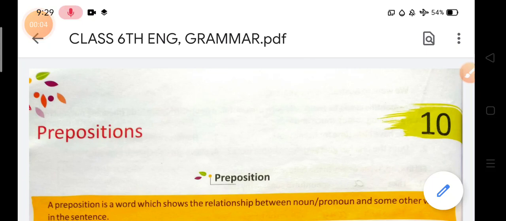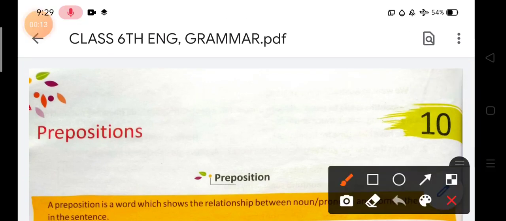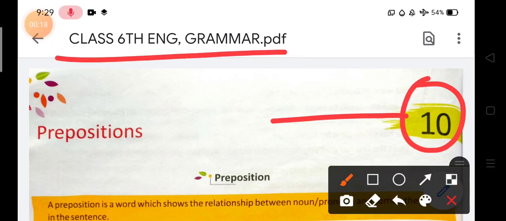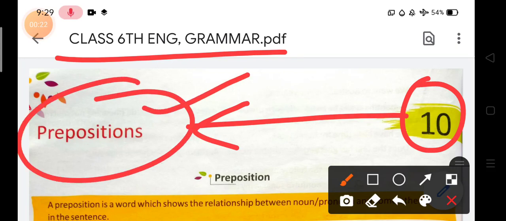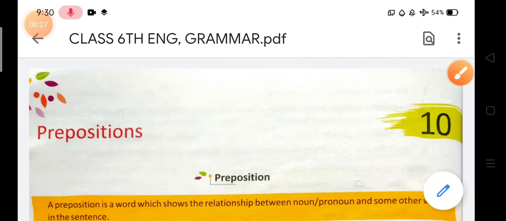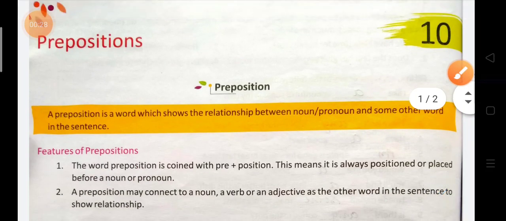Today, once again, I'm going to continue your chapter number 10, preposition. As you can see on your screen, this is the class 6th English grammar. I'm going to continue chapter number 10, that is preposition. As you have studied about it, once again today I'm going to continue so that you can understand it in detail. As I have discussed already and told you what a preposition is, as you can see once again, so that you can revise it.